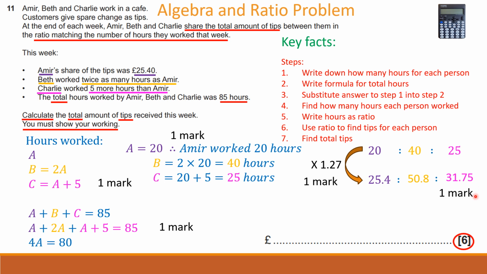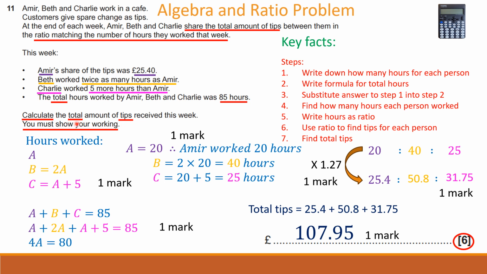From here, we need to work out the total amount of tips. So this is pounds. So £25.40, £50.80 and £31.75. These are the amounts of money earned in tips. So we've got to work out the total, which just means add. So we add these values up for the total tips, and that will give you £107.95 for your sixth and final mark. Remember, you're allowed a calculator, so you can literally just type these values into your calculator to get an answer.